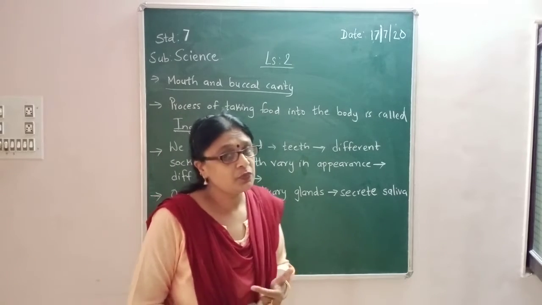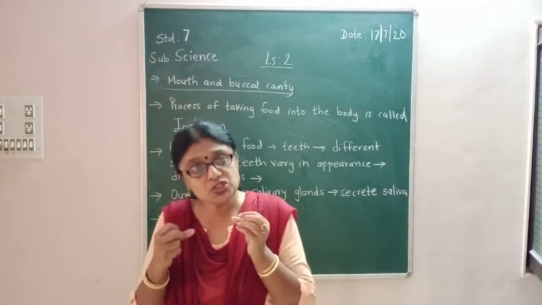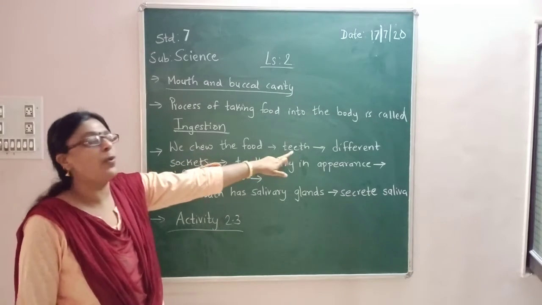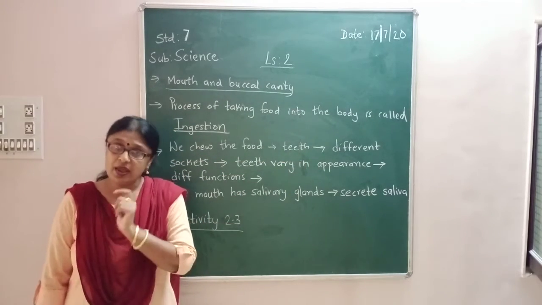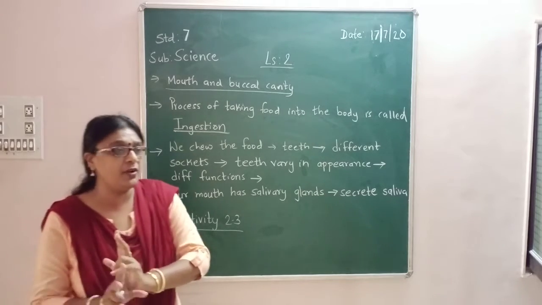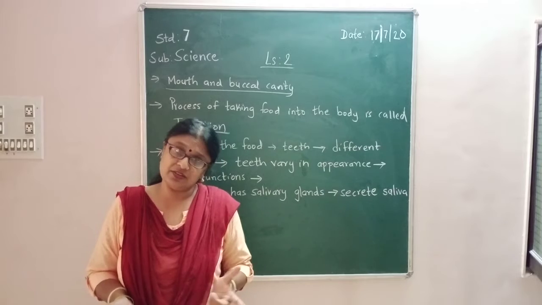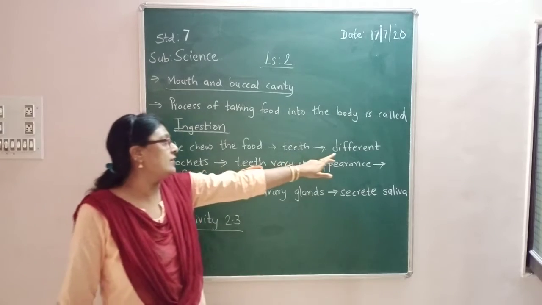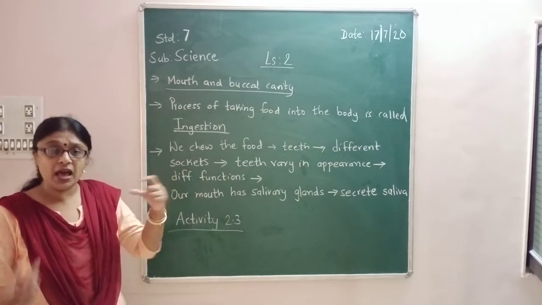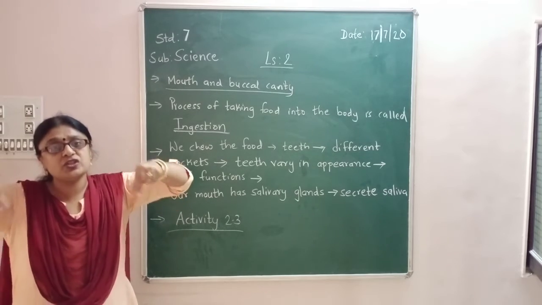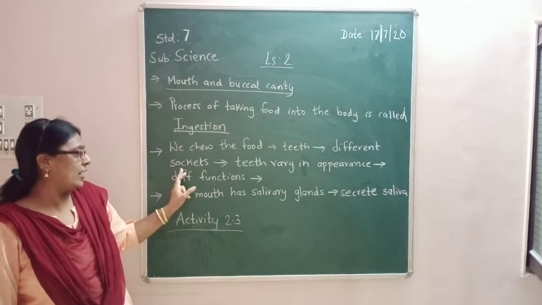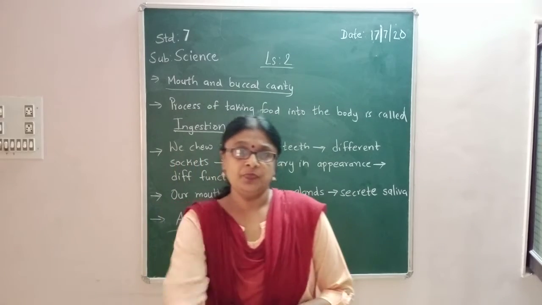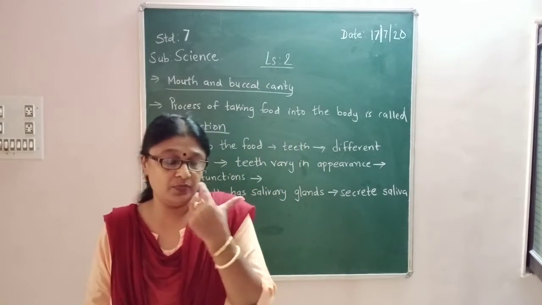Now what do we do? We chew it with the help of our teeth, right? Now have you ever observed that we have 32 teeth? Everybody knows that, right? But are all the teeth the same size and shape? No. These teeth are present inside our jaw in different sockets. They are fixed inside the sockets, and they vary in appearance.